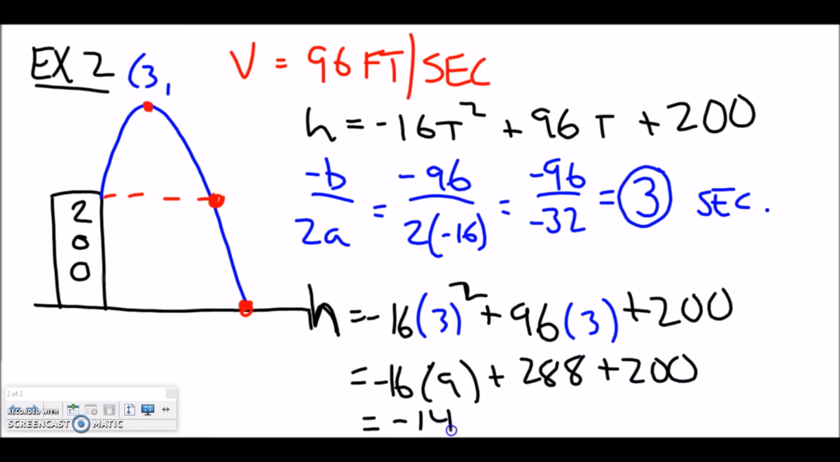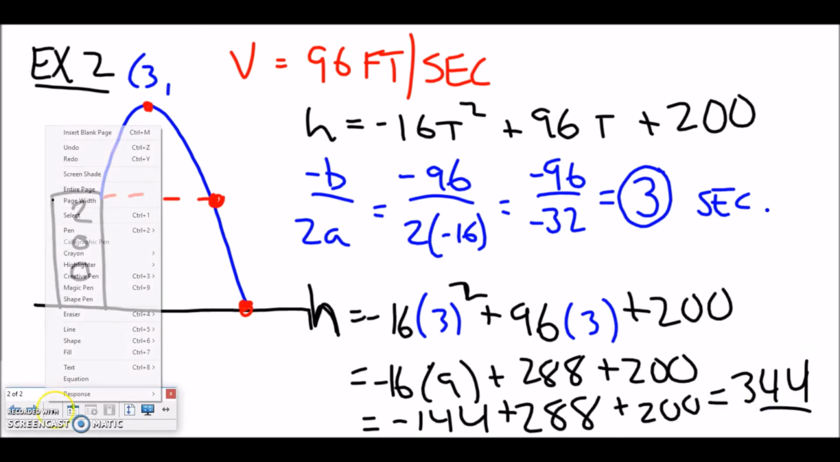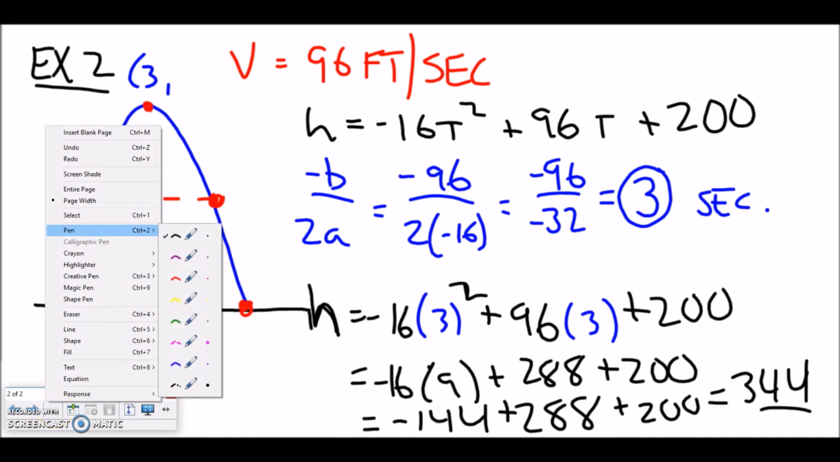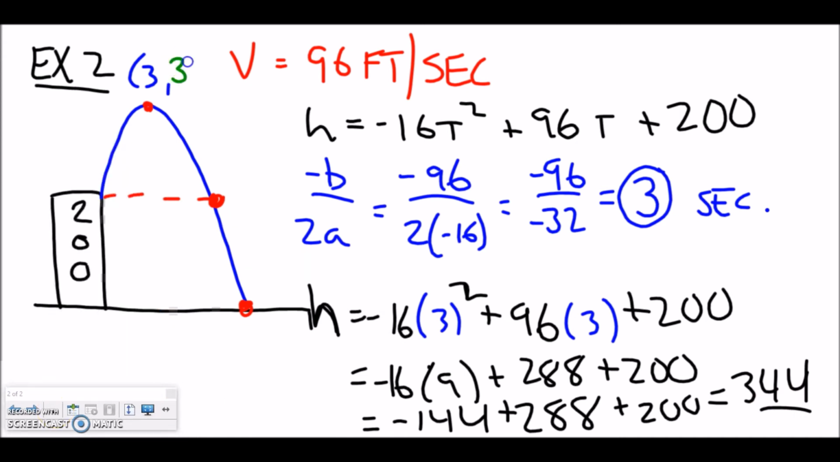And depending on how basic you want me to write this, negative 144 plus 288 plus 200 gives us a maximum height of 344 feet. Awesome. That is quite the throw. All right, so we know that in 3 seconds, our max height is reached.